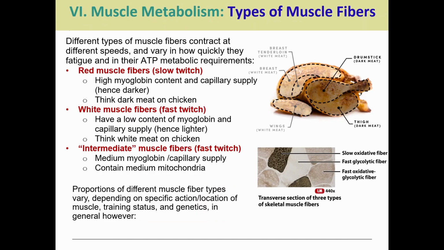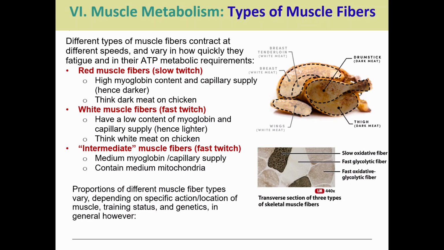But different types of muscle do best with different pathways. They kind of focus on different pathways in terms of how fast they fatigue, and what their metabolic requirements are. So red muscle fibers are slow twitch fibers. They're called this because they have a lot of myoglobin, and remember, myoglobin is going to help store oxygen. So this is slow twitch. We see this in the chicken thighs, in the dark meat of a chicken. Because it has the myoglobin and the capillary supply, it is darker in color, and it can store more oxygen.